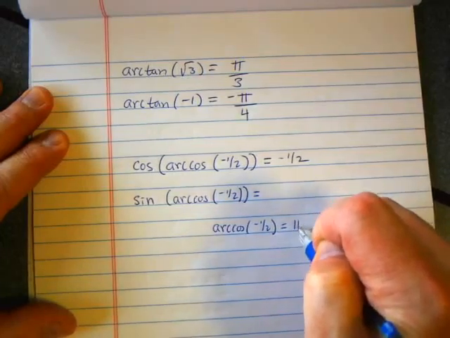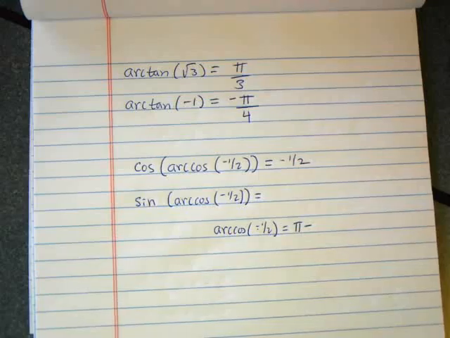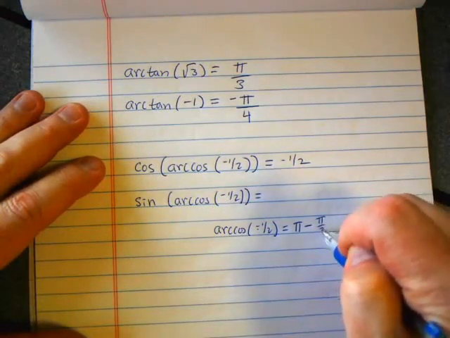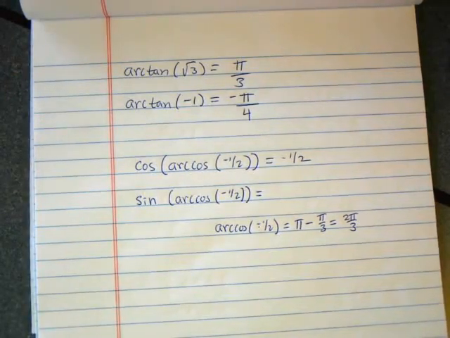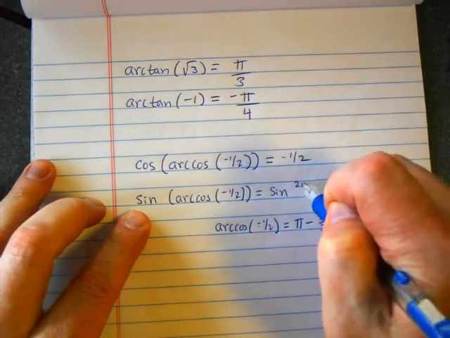That's going to be pi minus something, because it's a negative right there, so I know I have to be in quadrant number 2. Minus pi over 3. It's pi over 3. So that's 2 pi over 3. Pi minus pi over 3 is 2 pi over 3. So this is now the sine of 2 pi over 3.